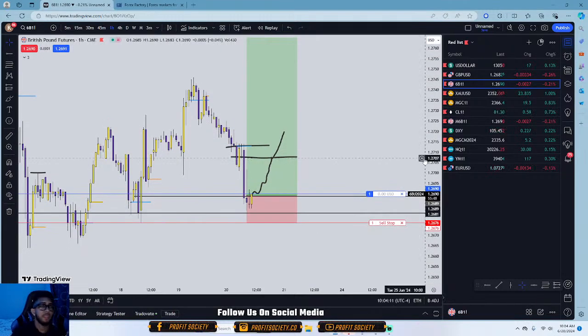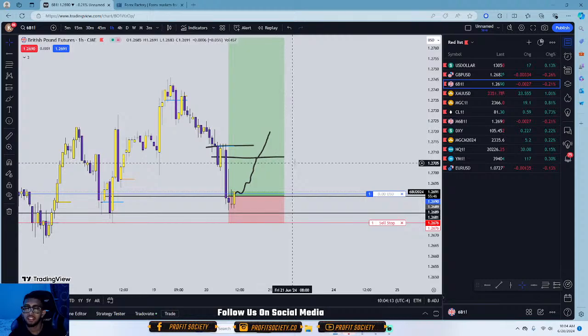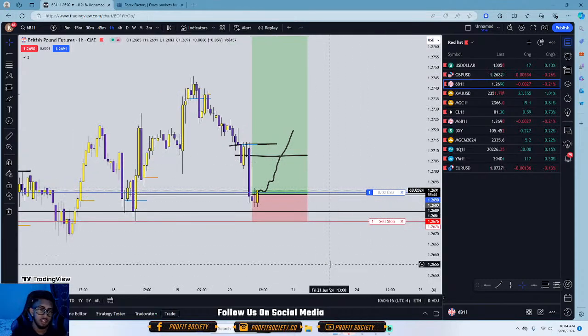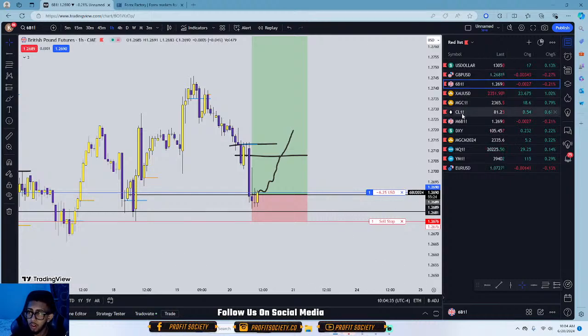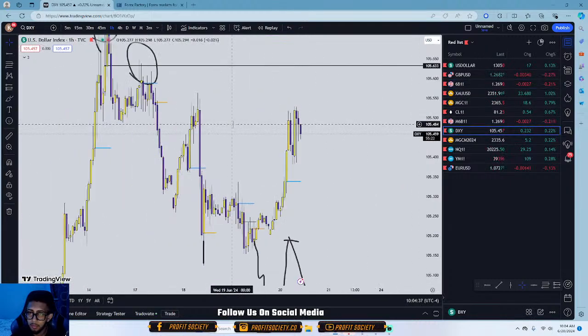So yeah, that's pretty much the setup. Let me know if you guys are in the setup with me. Let me know if you guys are in any other setups as well, or if you're looking at any other setups and you would like for me to go over it. But GBP USD is the one that we're looking at.